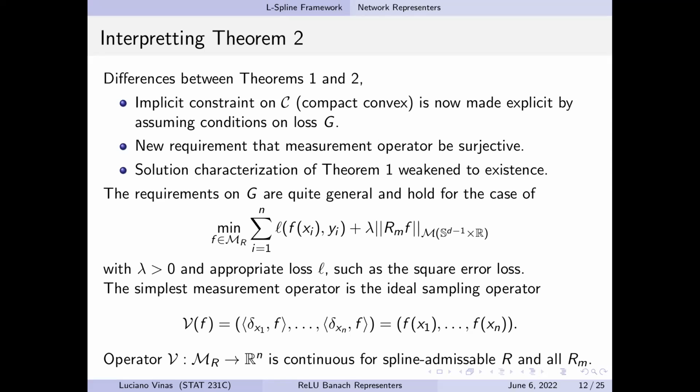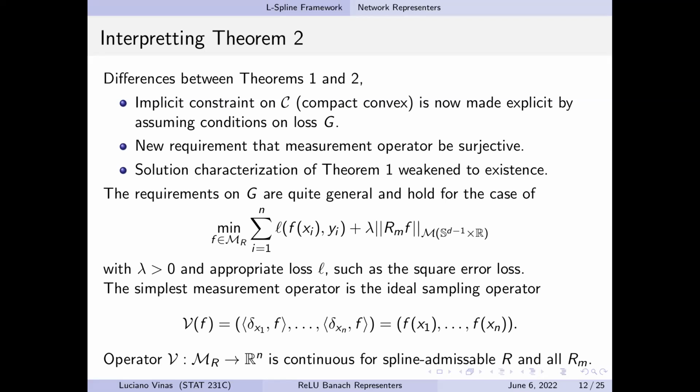So the requirements in G are quite general. Of course, you could rewrite G, you could scale everything out such that you have the optimization of a form like so, where the loss L is maybe a square error loss, and you have this regularization term lambda here. And as far as measurement operators go, those can also be quite intuitive. You can imagine the case of an ideal sampler operator, where you're applying these point masses on our function or on our measure, right? It's evaluating this at every point here.